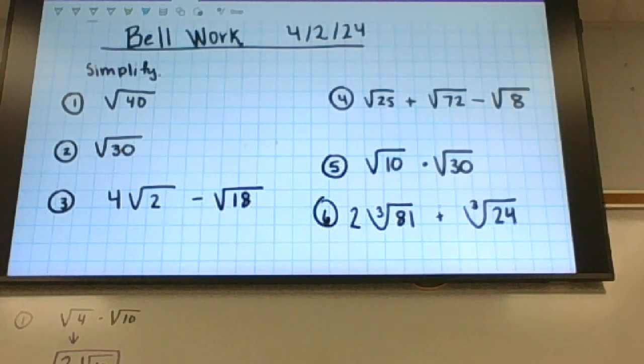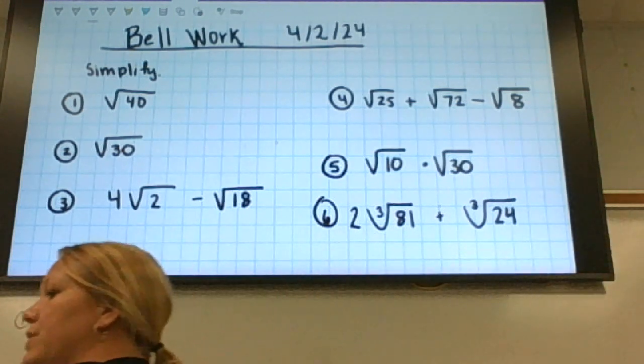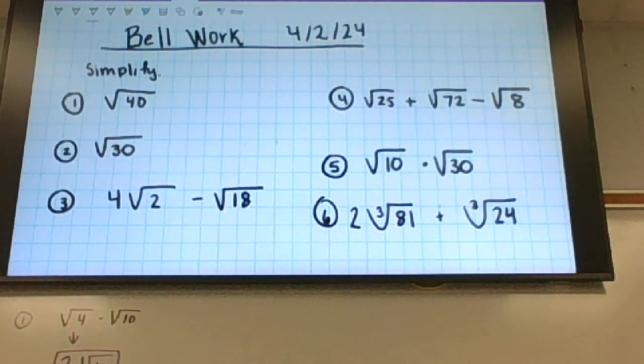All right, number 2. 30. Does 30 divide by 25? No. 16? Does 30 divide by 9? 30 divide by 4? I might check my calculator. 30 doesn't divide by 4. So 30 doesn't divide by any of these numbers that square root. So for 30, we're going to write already simplified.